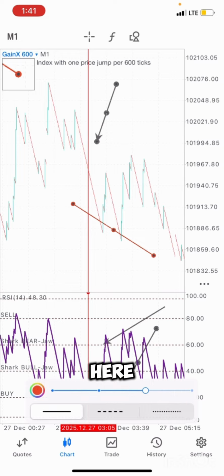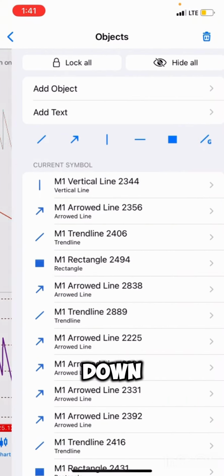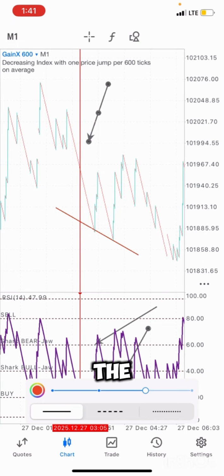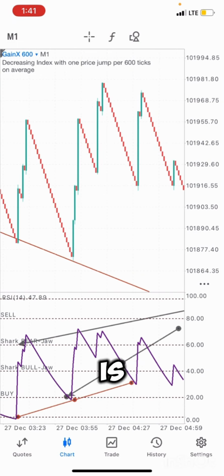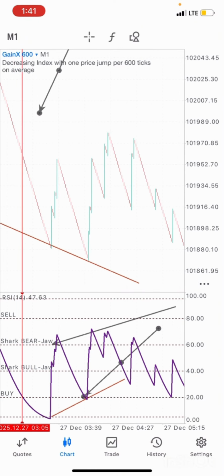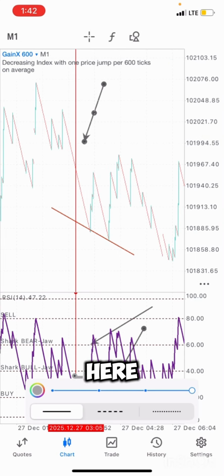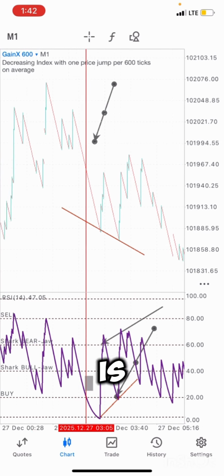So you can see from here, it looks like it's going down. When you look within the RSI, you can see that price is moving upwards. And also when you look at your screen clearly, you can see that it looks like a shark with its mouth open. So what I like to do is give it some eyes right here. So that is the eyes.